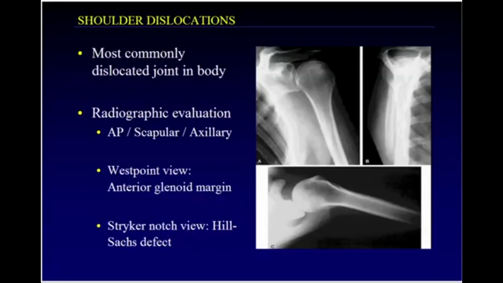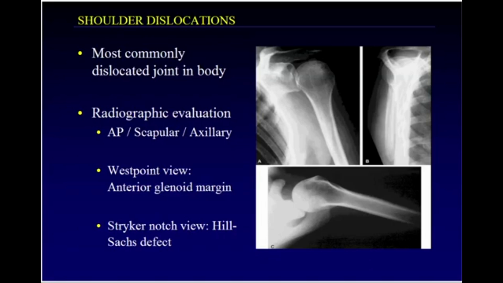Now, moving on to the shoulder. The shoulder is by far the most commonly dislocated joint in the body. The radiographic evaluation of shoulder trauma should always consist of an AP, a scapular wide view, and an axillary lateral view. And that's a very important point, because if you get those three views, that will virtually eliminate the possibility of you missing a subtle injury to the shoulder complex.